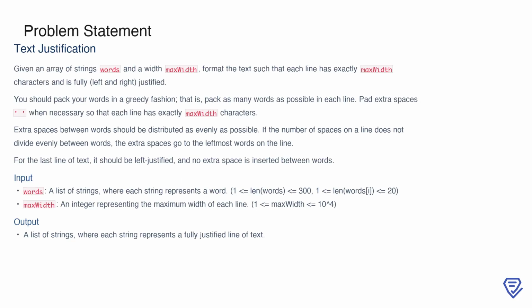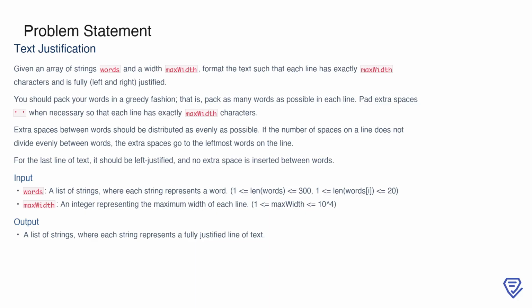In this problem, we are tasked with formatting a given list of words into lines of text, where each line has a fixed width specified by max width. The goal is to ensure that each line is fully justified, meaning the text is aligned both to the left and the right. To achieve this, we need to pack as many words as possible into each line, and then distribute extra spaces between the words. If the number of spaces cannot be distributed evenly, the extra spaces should be allocated to the leftmost gaps.